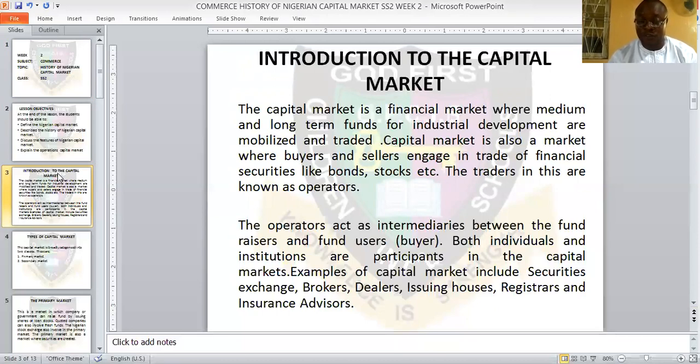The traders in this market are called operators, and these operators are the intermediaries between the fundraisers and fund users. The fundraisers are the creditors, while the fund users are the buyers. Both individuals and institutions are participants. Examples of capital market operators include security exchanges, brokers, dealers, issuing houses, registrars, and insurance advisors. All these are examples of capital markets.